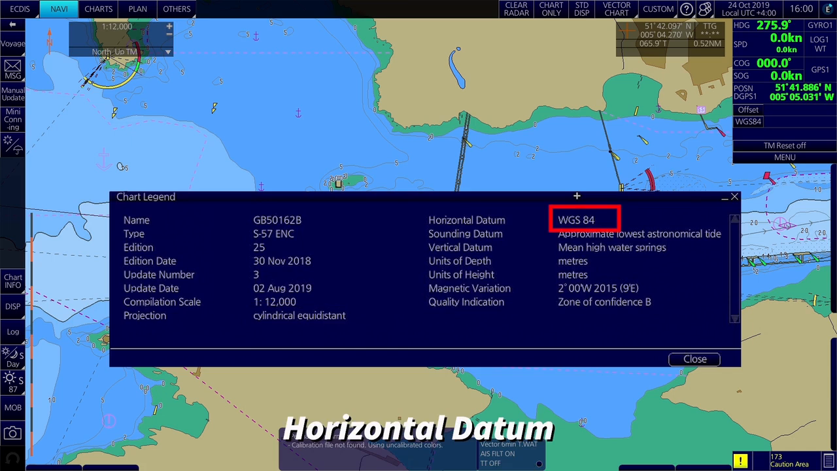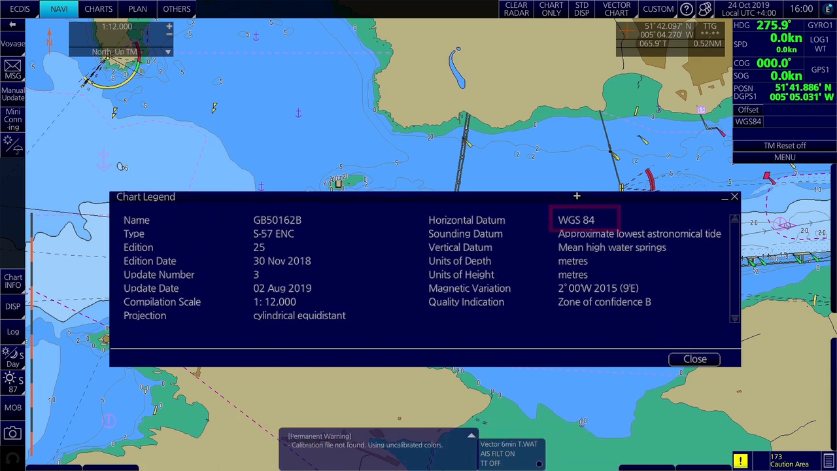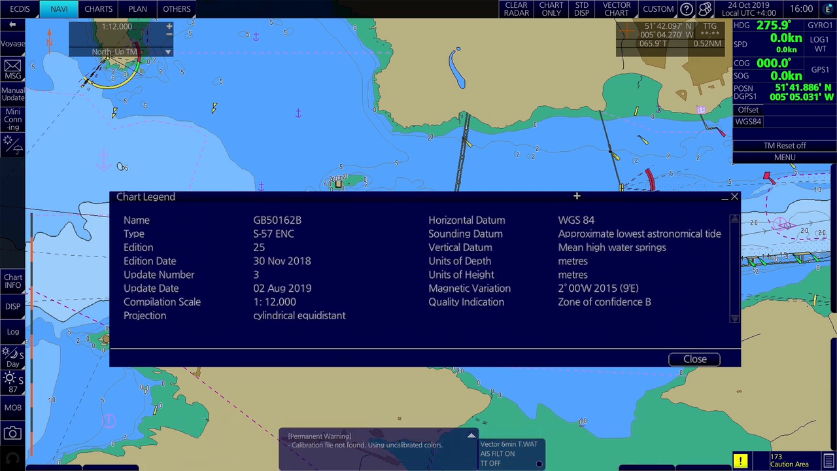Horizontal datum shows you the datum used in the chart. All ENCs must be produced using the WGS84 datum. Many RNCs are also produced with this datum. Sounding datum shows you the datum used for soundings. This will normally be approximate lowest astronomical tide, although US charts will normally use mean low or low water.